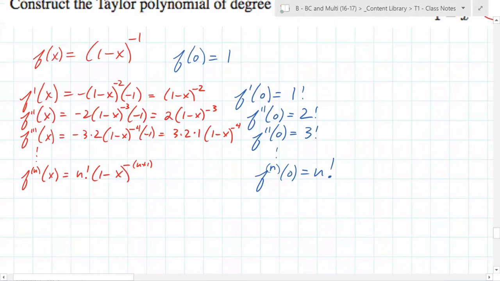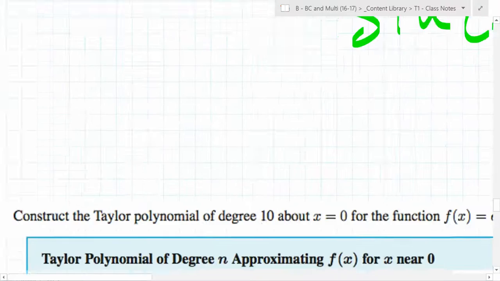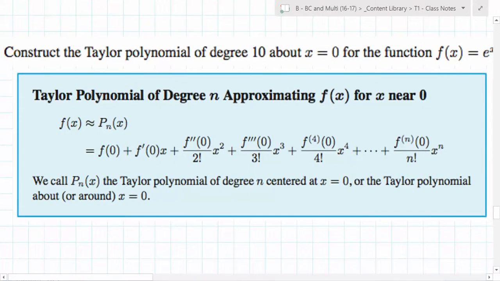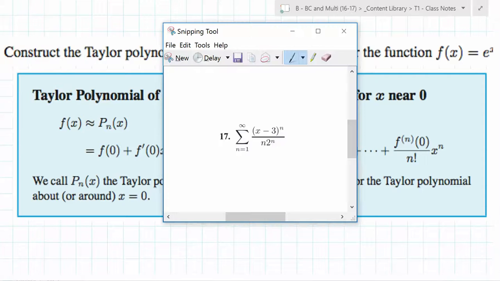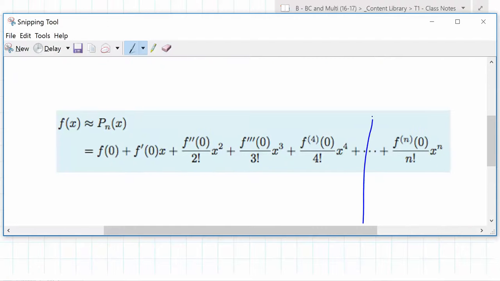n factorial. Do you agree with this? Are you okay so far? Okay, so let's go back and look at our definition, because if we ever get lost, let's just look at our definition here. So we need to fill in the blanks. Let's play some fill in the blanks and see how we did. Maybe we got it right. Maybe we didn't. So we're going to degree n here.